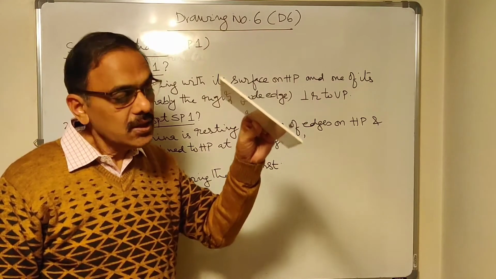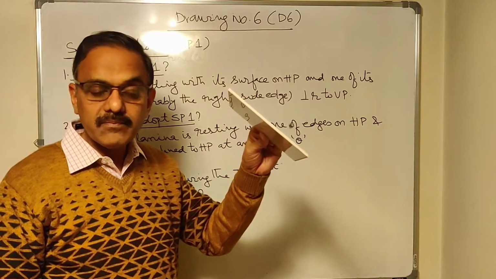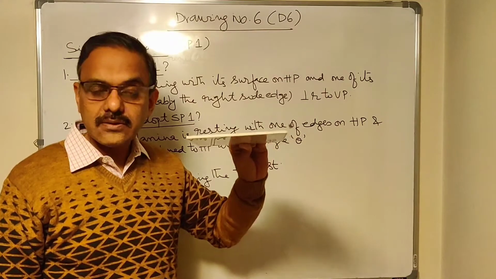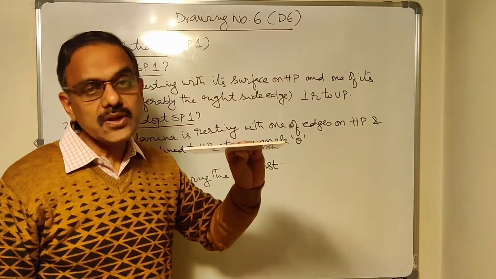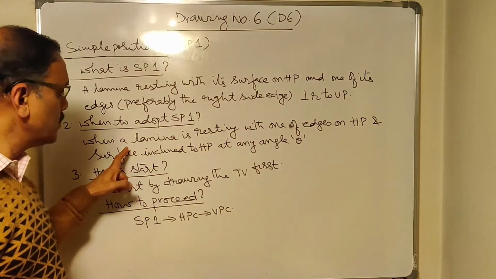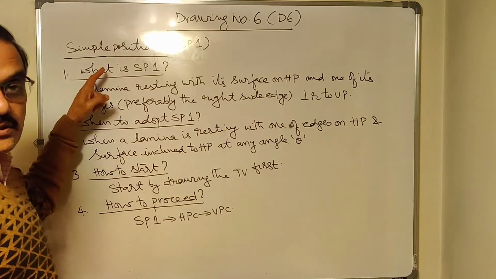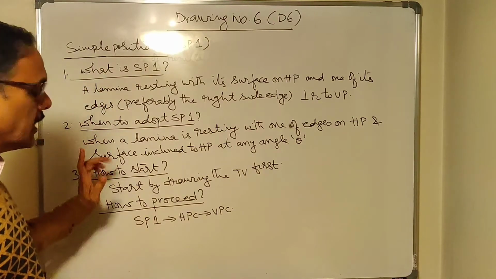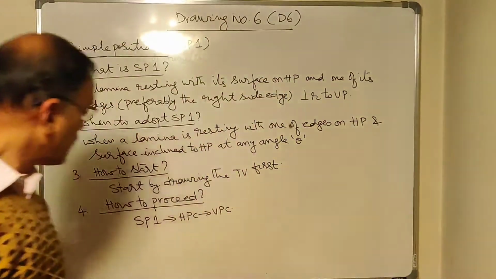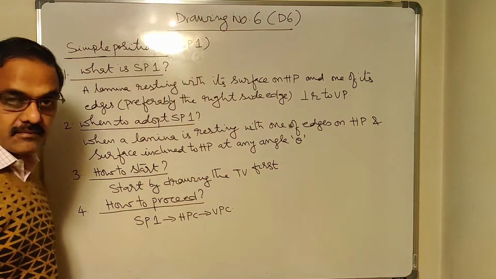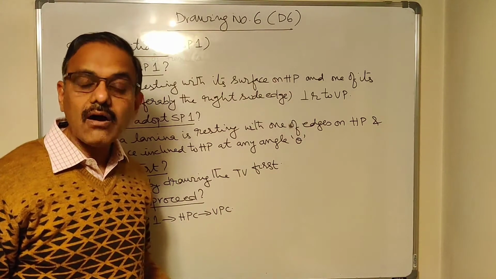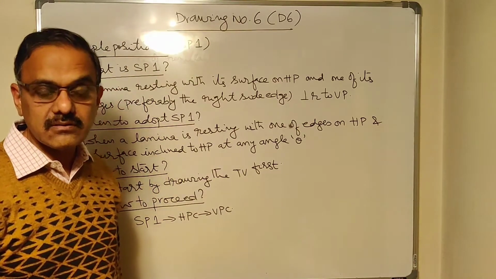That is the reason why, though this is the condition given to you in the problem, as a first step I start with this position, which is called simple position. This is what you should understand. So if this is the condition given, you start with simple position 1. These two questions are done. Now, the third question: how to start? Should I start by drawing the top view first or the front view first?